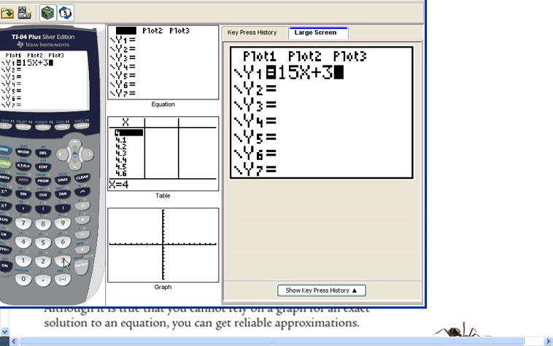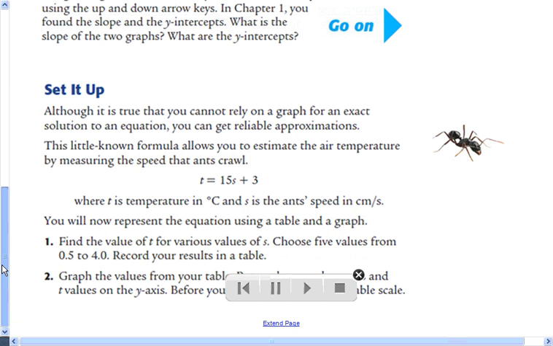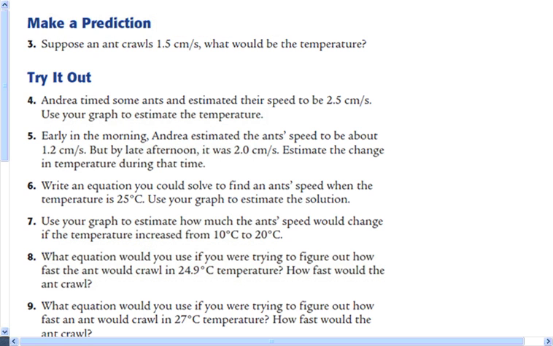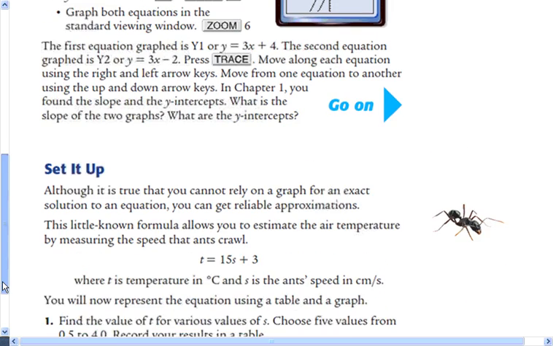Now y stands for the temperature in Celsius, and x stands for the speed of an ant. So the faster an ant can crawl, the warmer the temperature. It says find the value of t for various values of s. Choose 5 values from 0.5 to 4.0. Record these results in a table. So what you guys are going to do is, on your table, pick some values.